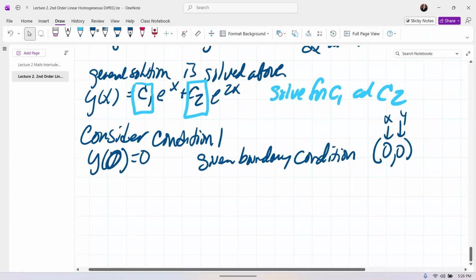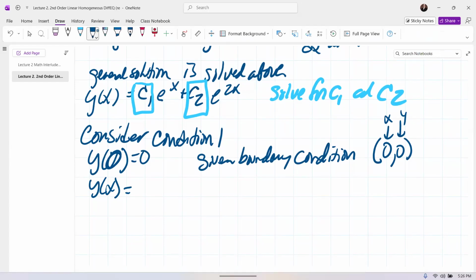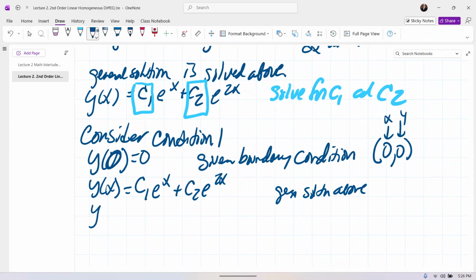Now, take the solution from above. Y of x equals C1 e to the x plus C2 e to the 2x. This is above. Now we're going to substitute in. So y of 0, everywhere you see x, you should write 0, equals C1 e to the x, right? Every time you see x, write 0. C2 e, we'll put it in parentheses, C2 e to the 2 times 0. And then it says equals 0.